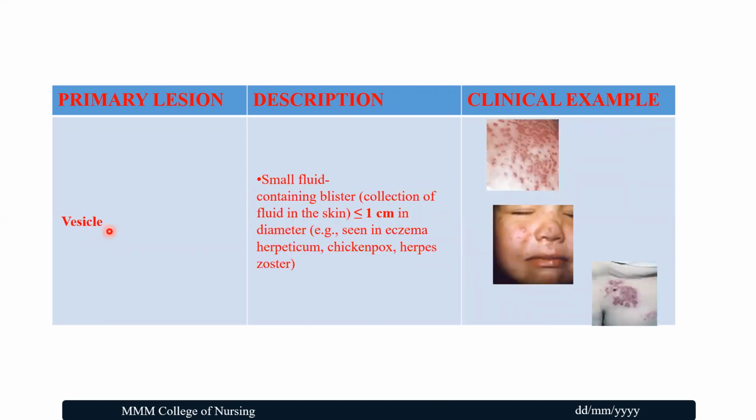Next is a vesicle. What is vesicle? Vesicle is nothing but a small fluid-filled lesion. Okay, so it's containing a blister with fluid in it. Examples are eczema herpeticum, chickenpox, herpes zoster. So this is a typical example of a chickenpox. This is eczema, and this is the example of herpes zoster.